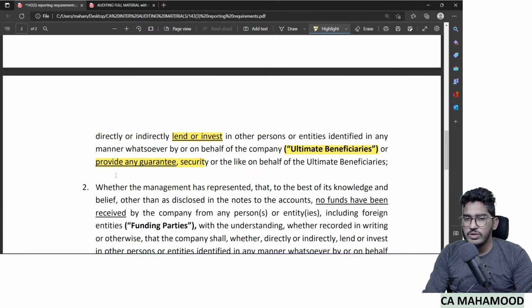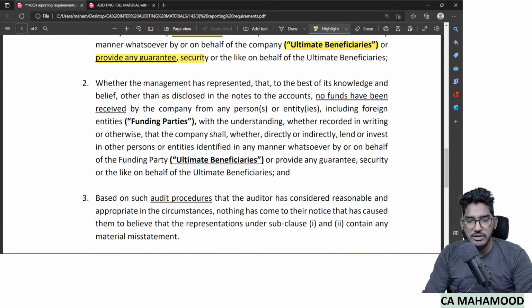Now if you have understood the first point, the second point is going to be very simple. If you read it once, you will be able to easily find it out. Let me read it once for you. Whether the management has represented that, ask the management to give confirmation to the best of its knowledge and belief, to the extent they know and believe, other than as disclosed in the notes to accounts. Same terminology, no? Next, no funds have been received by the company, the client company.